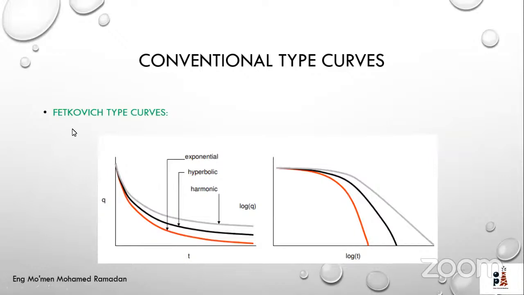Now we'll take a glance at the Fetkovich type curve. As you know, Arps developed the three decline curve models: the exponential one, the hyperbolic one, and the harmonic one. As you see here, we have the rate against the time. The exponential one would have the highest decline rate. The harmonic one would have the smallest decline rate, and the hyperbolic is something in between them. If you plot the q over time on the log scale, here you will have the three Arps decline models: the exponential is the red one, guys, the harmonic is the gray, and the black is the hyperbolic.